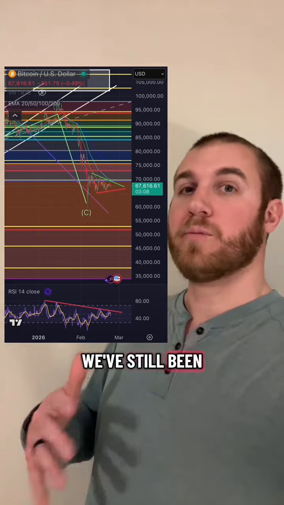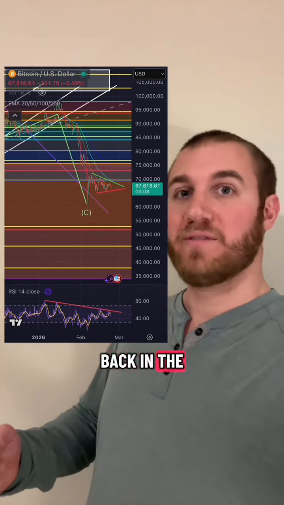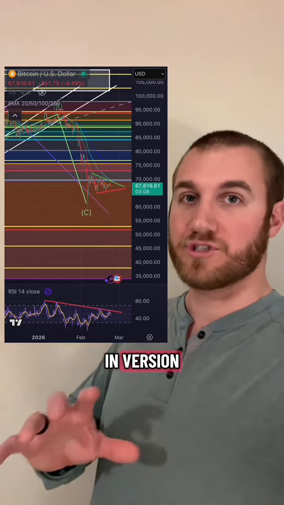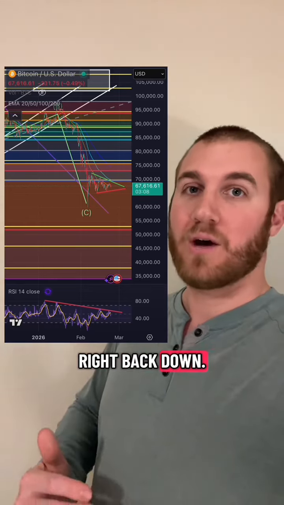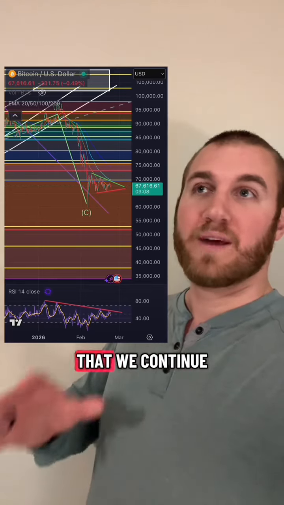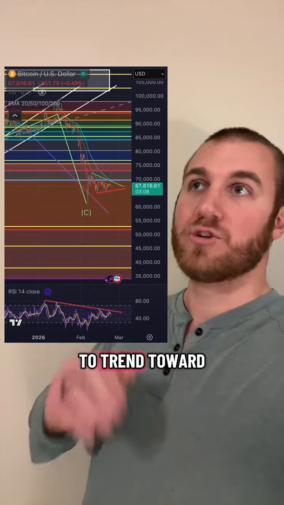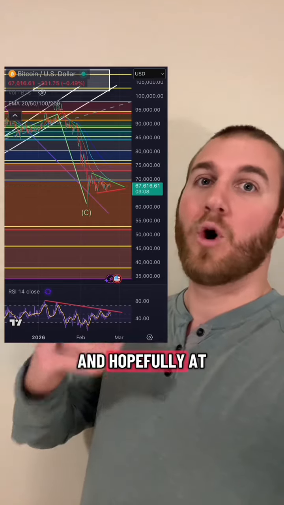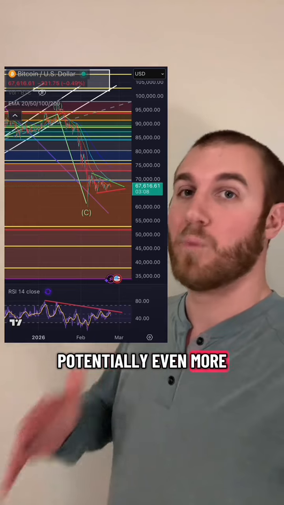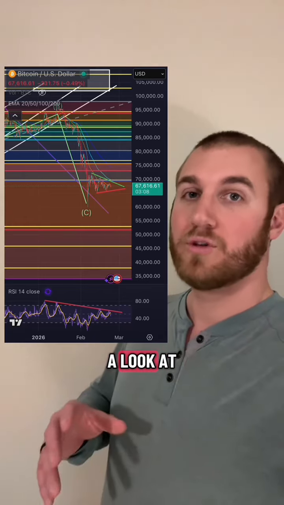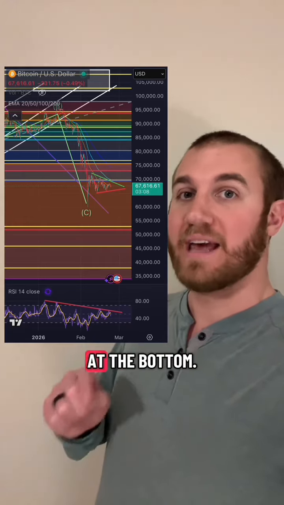Now, of course, we've still been rejecting it at this point. You can go back in the video and look at the zoomed in version to see those failures where we peak above and then we come right back down. But it is something worth noting that we continue to trend toward that 50 EMA and hopefully at some point could break above. Also, potentially even more importantly, I want to take a look at that RSI at the bottom.